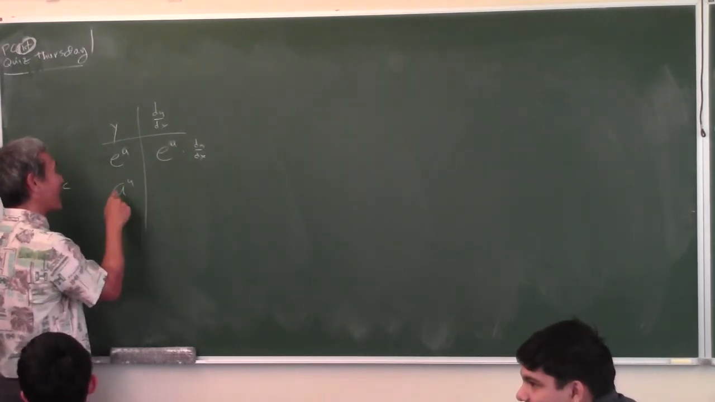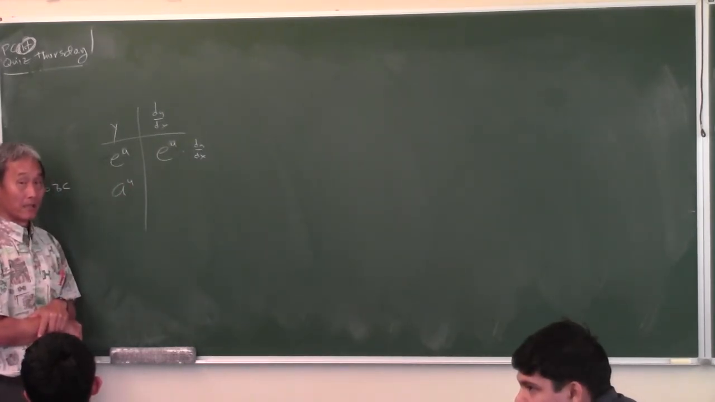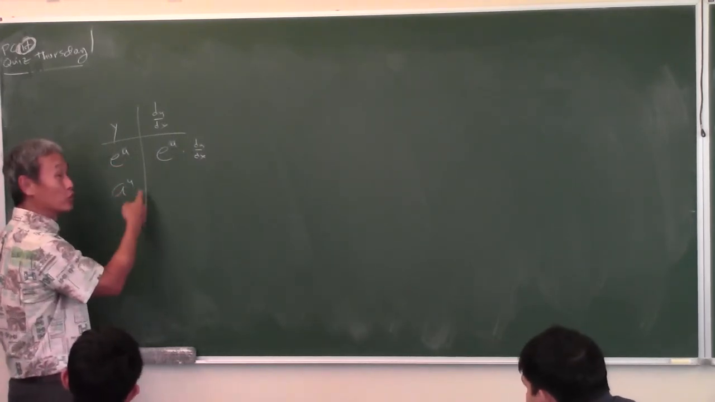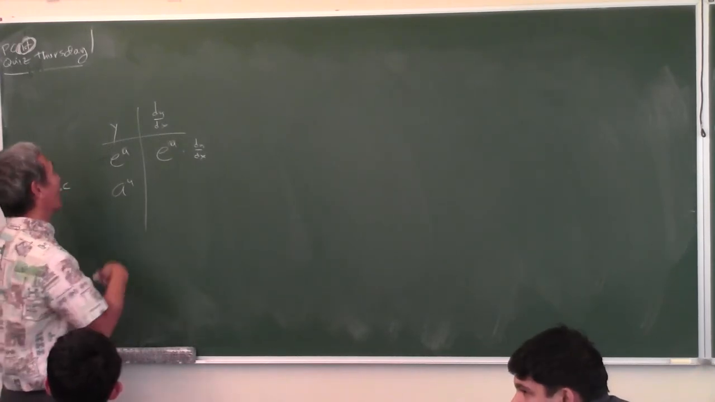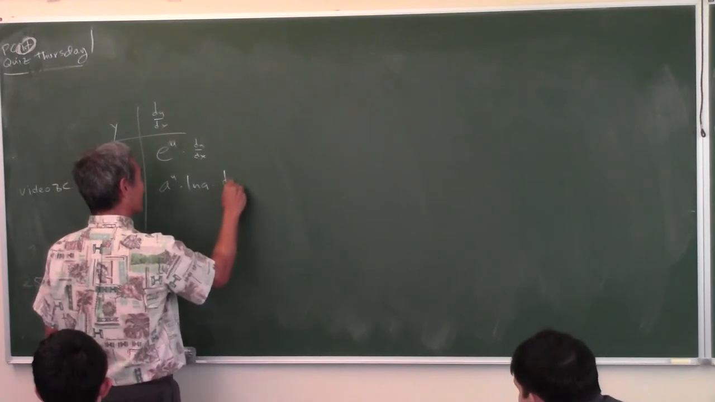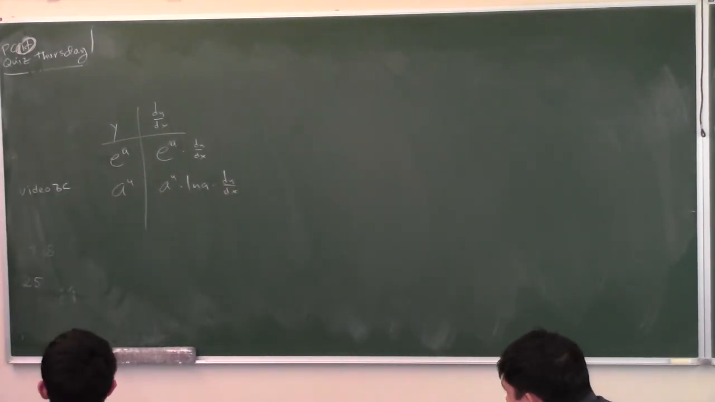What if you have a to the box, though, where a is a number that's not e? Like, instead of e to the x, what if you have two to the x, or three to the x, or five to the x? These are exponential functions. I'll just tell you, it's a to the u times natural log a times the derivative of the box. You can actually prove this quite easily using implicit differentiation, but.